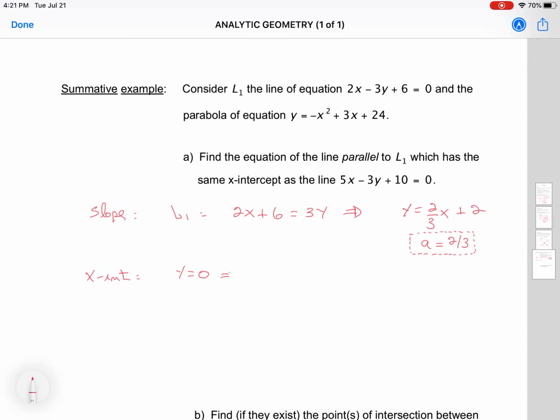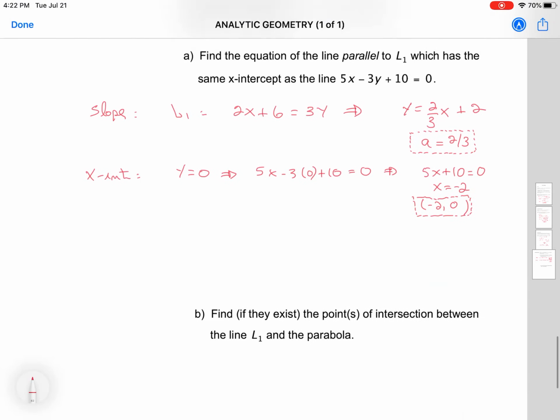So now about the x-intercept. Well, the x-intercept, as we all know, is found by replacing y by 0. So 5x minus 3 times 0 plus 10, that is 0. So 5x plus 10 is equal to 0. That's minus 2. And we know what that means. It means that the point minus 2, 0 is the actual x-intercept of the second line.